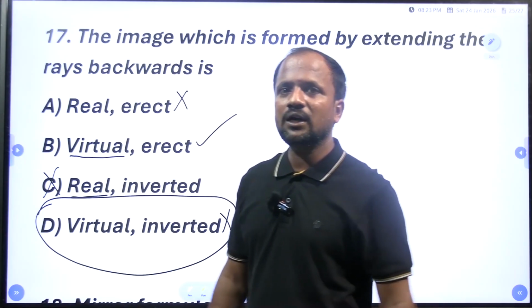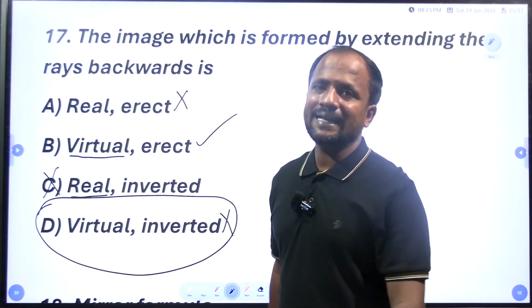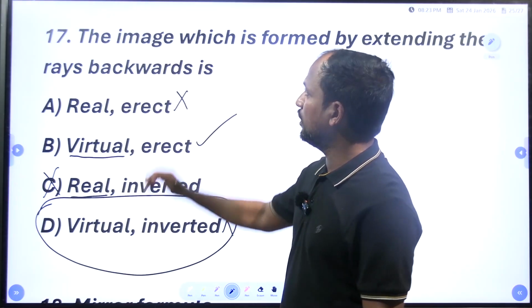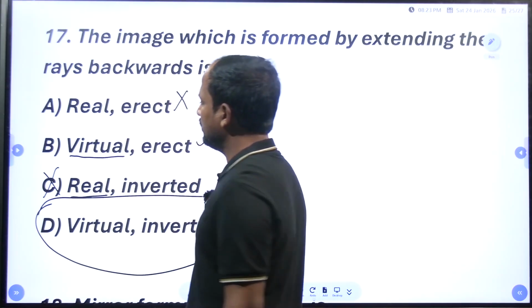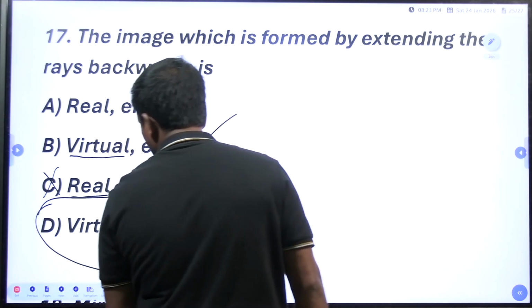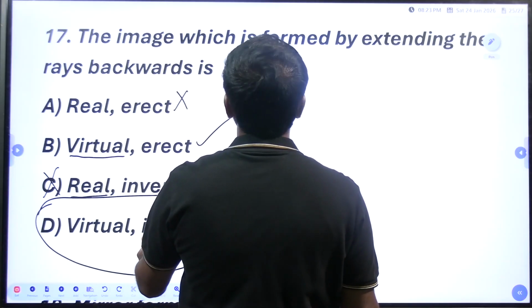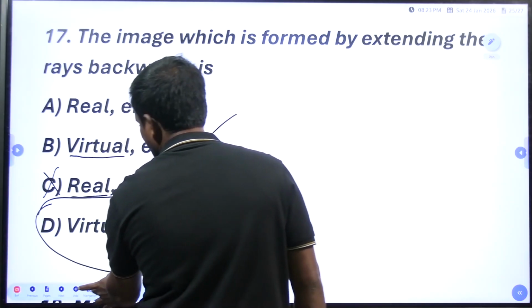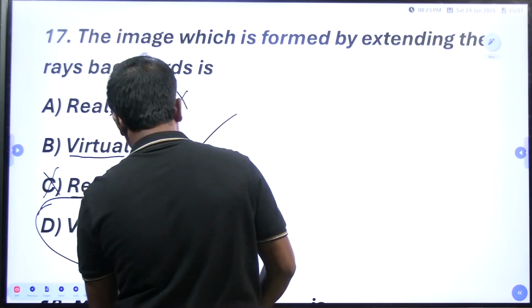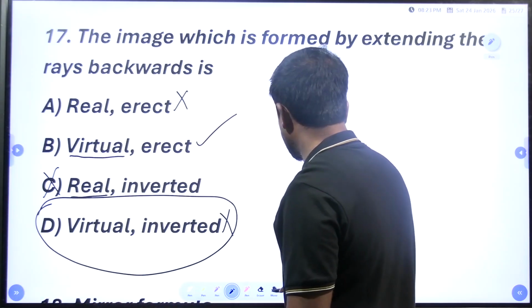So it's a virtual and erect image that is also going to be formed when rays are extended backward, behind the mirror. Okay, extending lines. Right, next. So one more, next question.